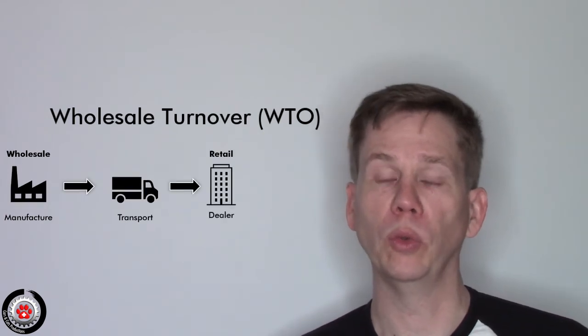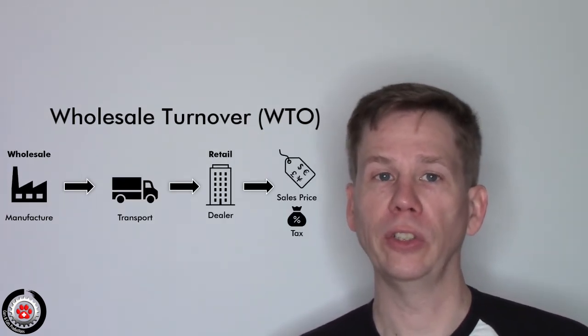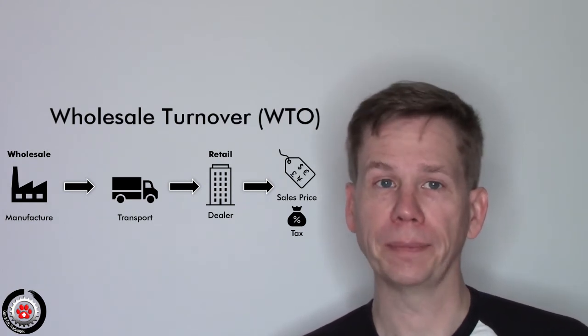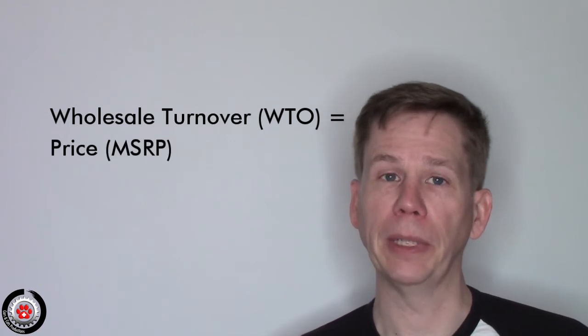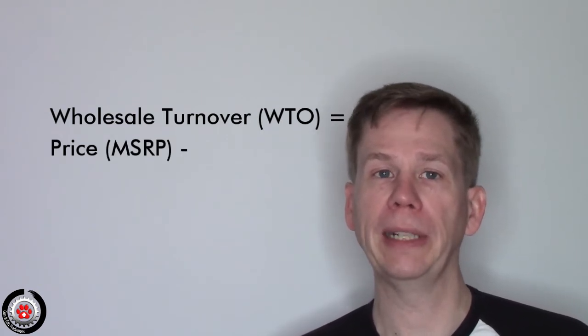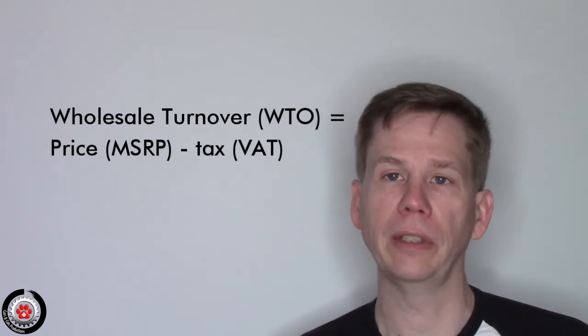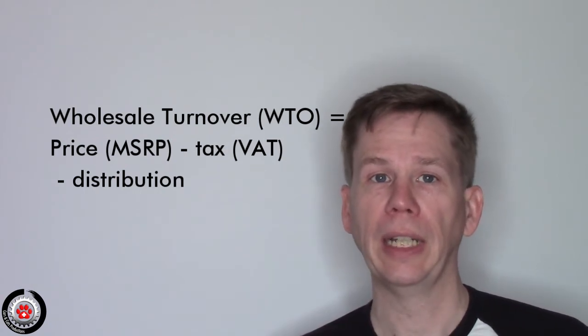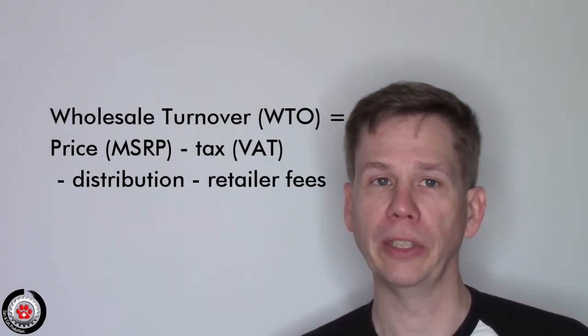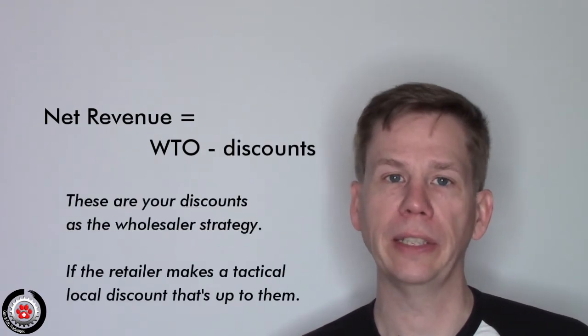So you produce it in your factory, you transport that product to a retailer, and then the retailer sells that on to the customer, and the government takes a chunk in tax. So this is with a physical product. Obviously with software it's a bit different, but wholesale turnover is the price, the MSRP, manufacturer suggested retail price, minus the tax, usually VAT, 20% average in Europe, minus the distribution charges, the shipping charge of getting it to your retailer, and minus the retailer fee, which is usually a percentage. The net revenue is that wholesale turnover minus any discounts that you want to apply, sales and things like that.